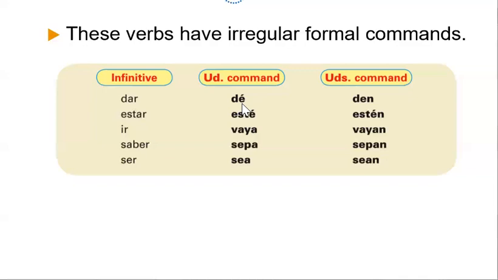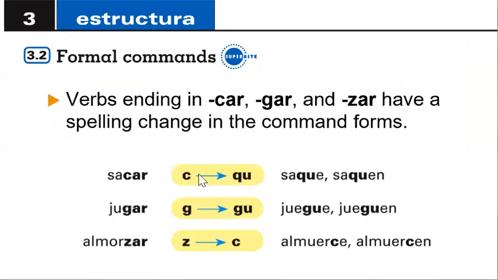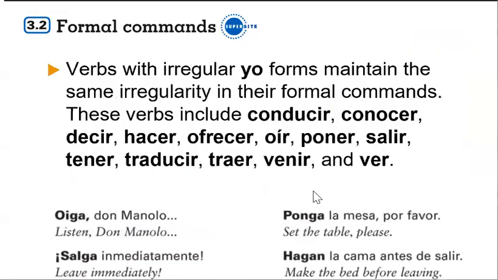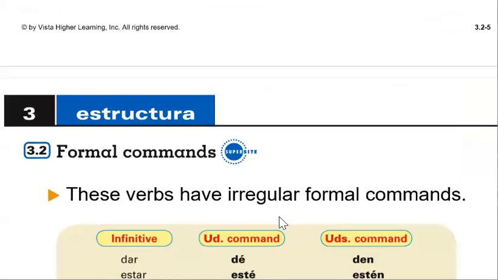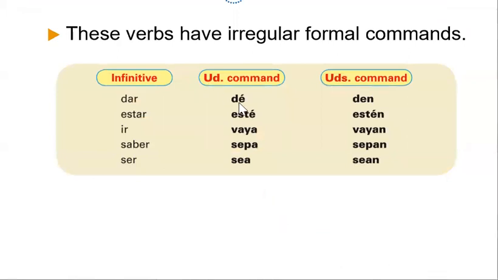Otherwise, for every single verb, if I went back to right here, this was no saques, no juegues, no almuerces with the same spelling. I go back to those other irregulars here: no oigas, no salgas, no pongas, no hagas. Everything was the same, just had an S at the end instead. So that all keeps; the only exception is right here. There's an accent mark on that E.